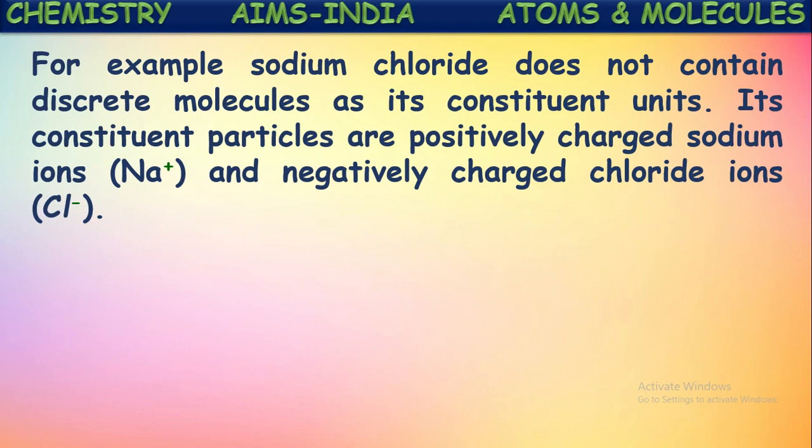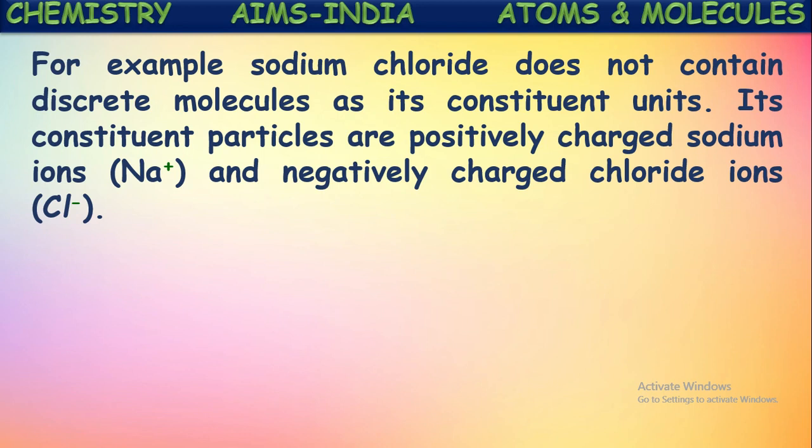For example, sodium chloride does not contain discrete molecules as its constituent units. Yes, in many substances, atoms will be constituents of molecules. But substances like sodium chloride, calcium oxide, do not contain molecules as their constituent units. They contain positive and negatively charged ions as constituent particles in their substances.